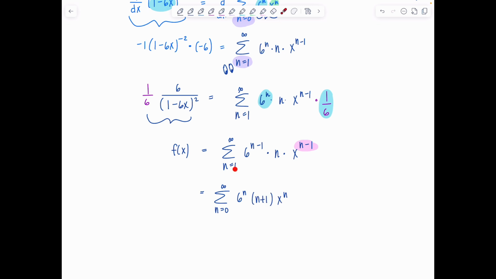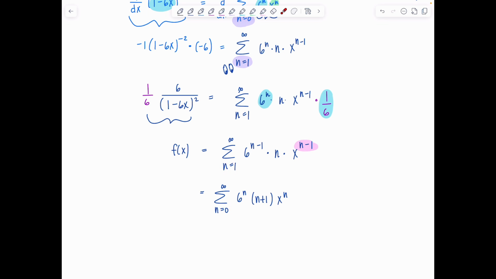Because look, if n is 1, this is x to the 1 minus 1, which is 0. But if all of a sudden I make it n, for the first term to be x to the 0, I got to start one lower. So they always move in opposite directions. If these go up by 1, this has to start one lower.